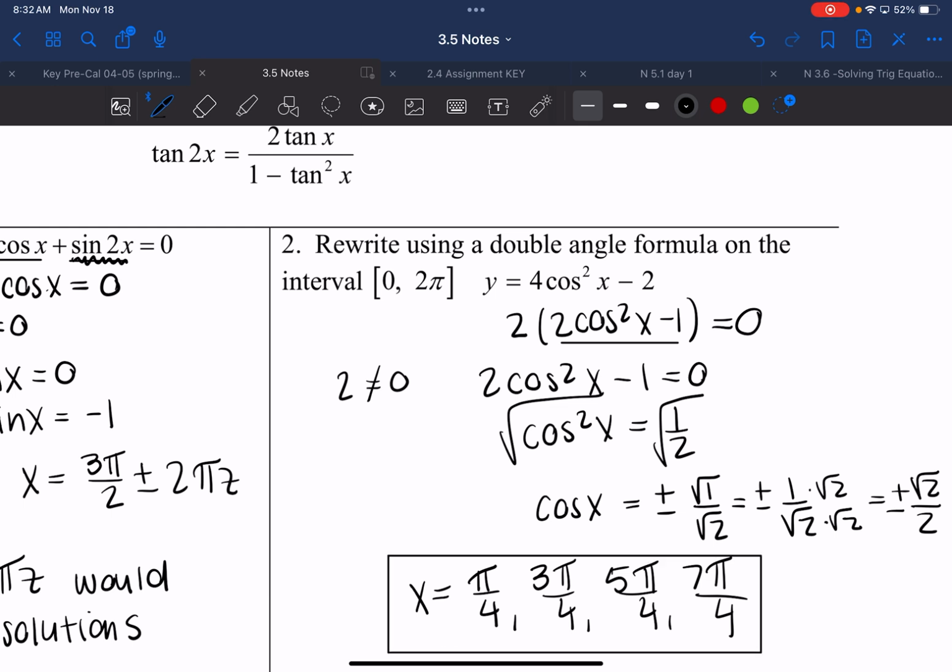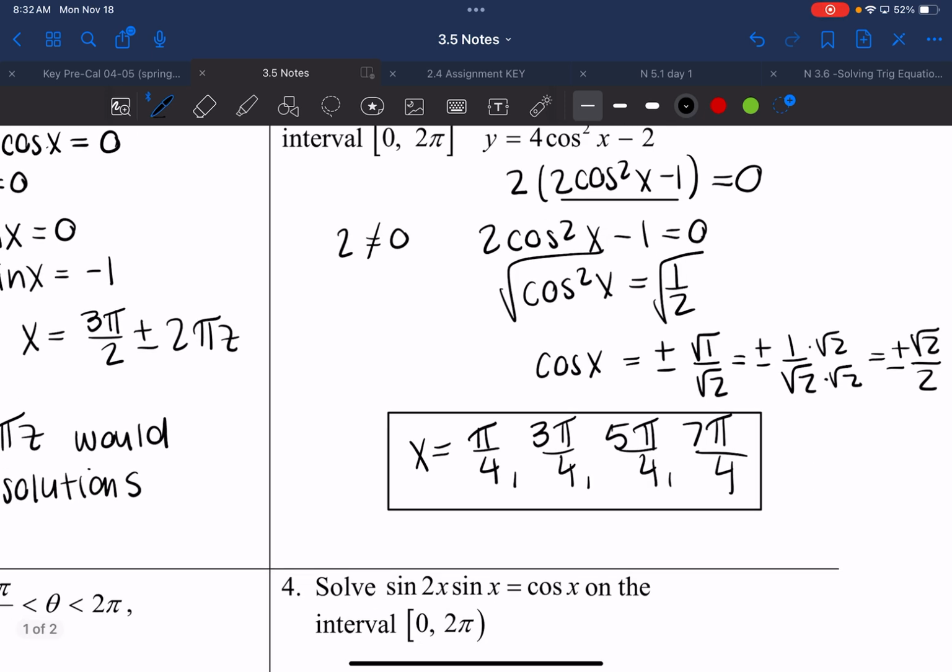Now, if they had only wanted where it was positive, we would only include the first and last. If they had only wanted where it was negative, we would only include the 2 in the middle. But they said they wanted all of them, so we got to list all 4. All right.